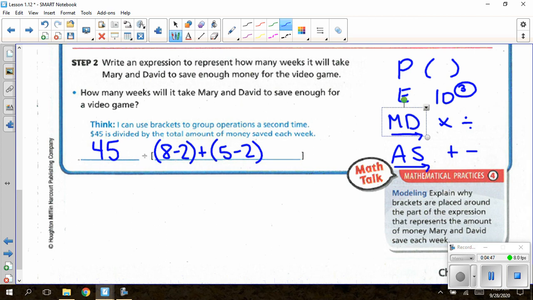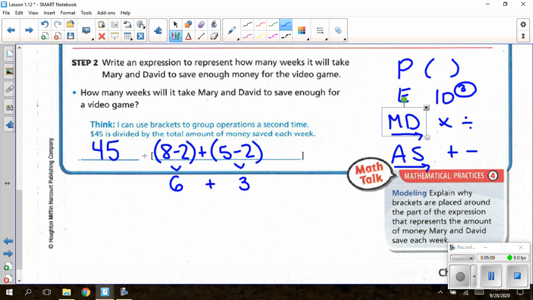So if I look, I see that there are 2 sets of parentheses located inside the brackets. So I'm actually going to take 8 minus 2 and 5 minus 2 in the same step. So 8 minus 2 we know is 6, 5 minus 2 we know is 3. We did say we would have to add those together.